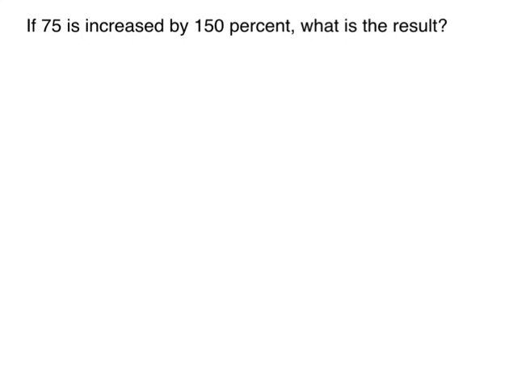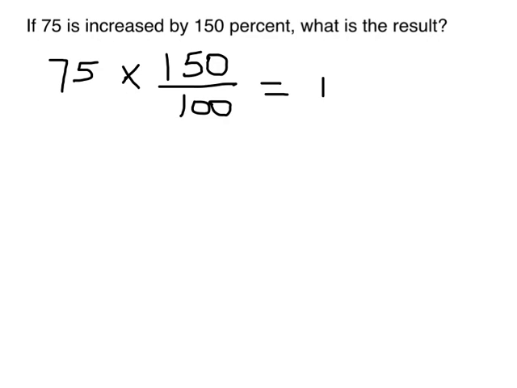Okay, so let's set this one up. If 75 is increased by 150%, what is the result? That's n. Alright, so I can literally say 75 times 100 divided by, times 150 divided by 100, or I could try to reduce some things here. That's actually what I'm going to try.